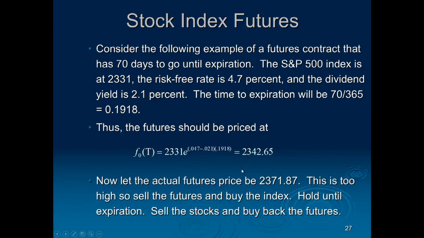However, let's say that in reality the market price is currently traded at is 2371. This is too high. So what I'm going to do is go short on the futures and I'm going to buy the index. I then hold until expiration. At expiration I sell back the stocks and buy back the futures, and I'm guaranteed to make a profit that is equal to the difference between the theoretical price of the futures and the market price.